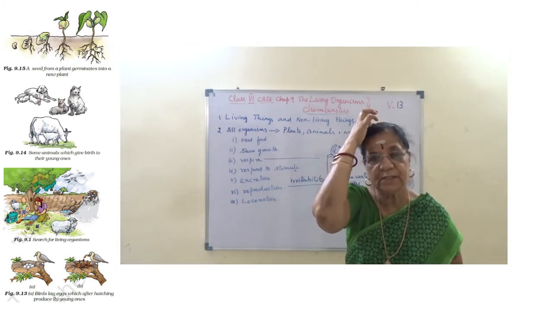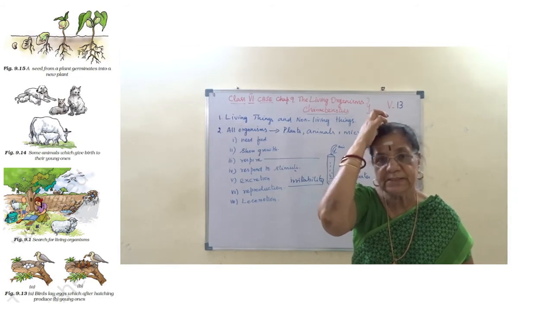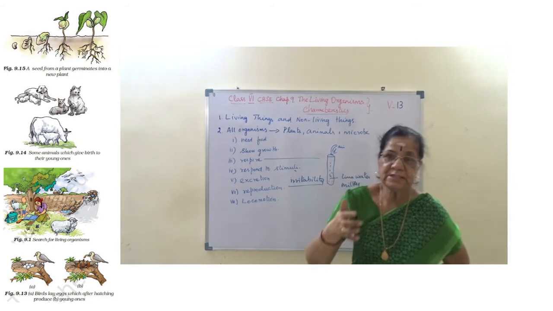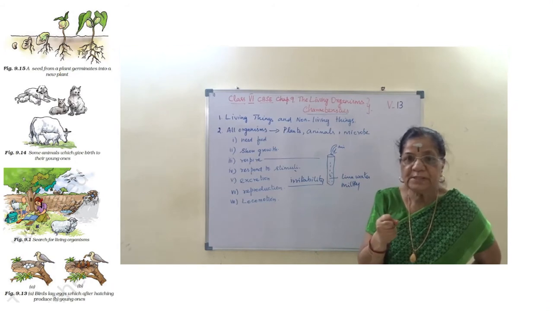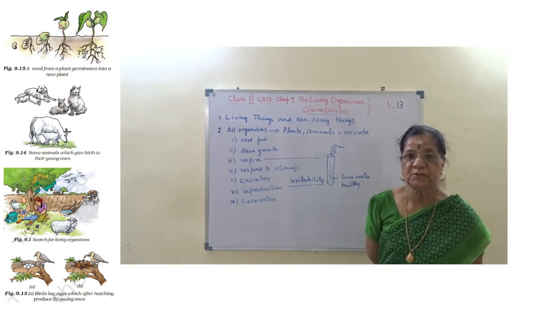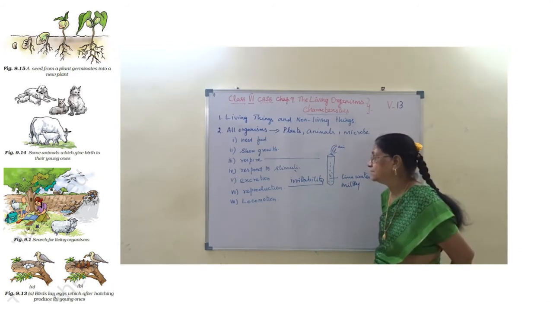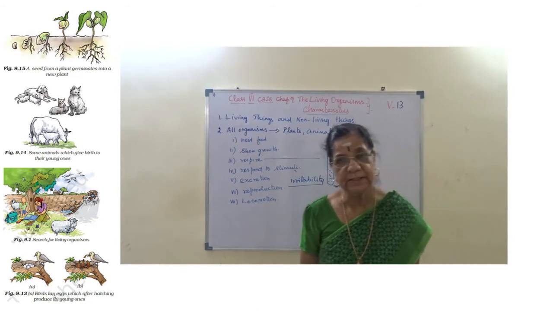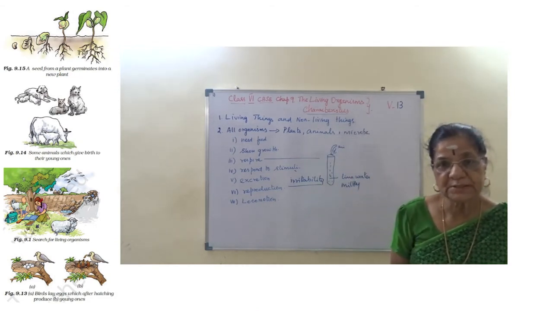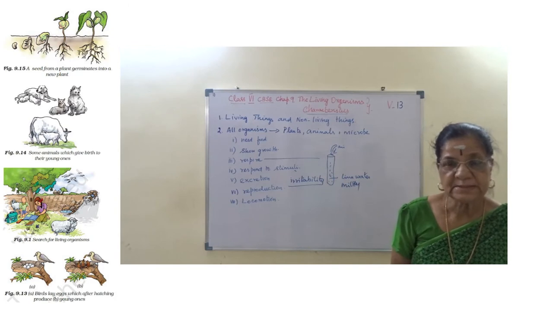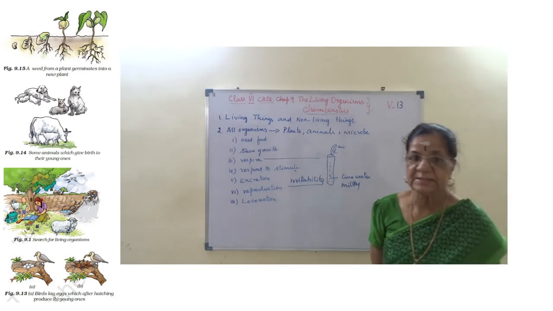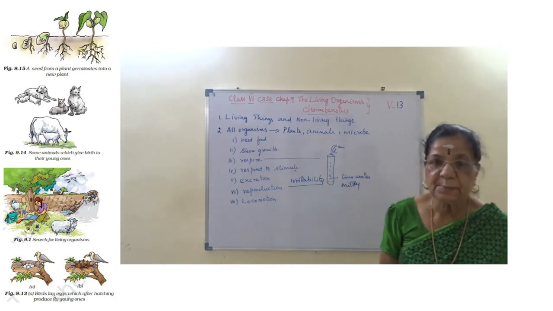Now lockdown is not allowed. Normally, on normal days we shake hands, is it not? So immediately we are giving a response. That is irritability: responding to stimuli. This response to stimuli is a characteristic feature of living things.